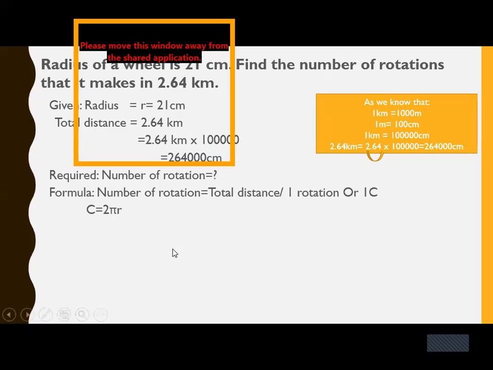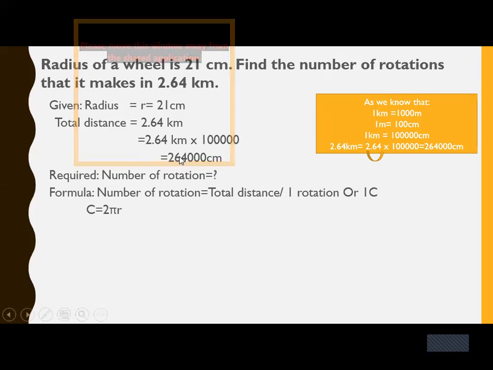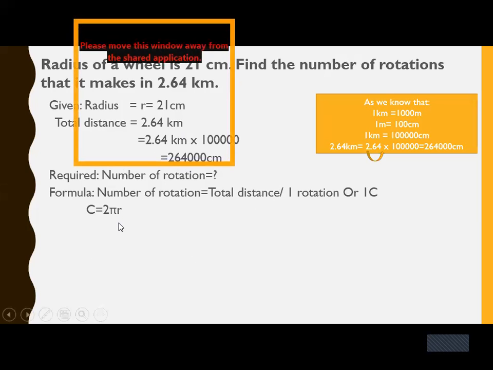So first, students, we have to find the circumference. Look at this equation carefully. Number of rotation is equal to total distance upon one rotation, or one circumference. Already we know that total distance is 264,000, and c is unknown. So we can use the formula c is equal to 2 pi r, because the radius is given.